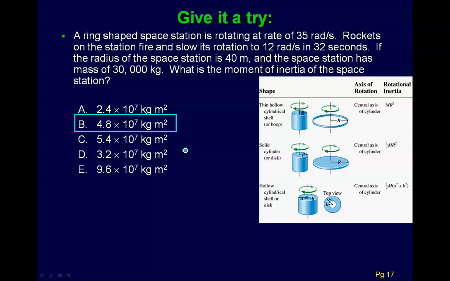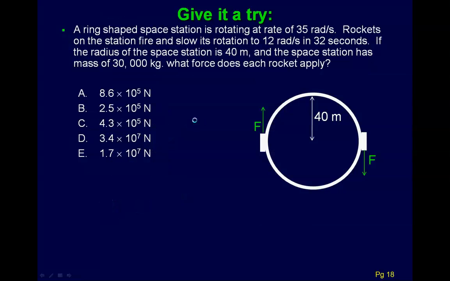All right. Hopefully you got B. So the space station is a ring shape. All right, that's told us here. And so it's one of those ones you can look up in the book. And here it is. The ring shape is mr squared. So for a ring of mass m and a radius r, it's just mr squared. You plug those two numbers in and you get this here. 4.8 times 10 to the 7 kilogram meters squared.